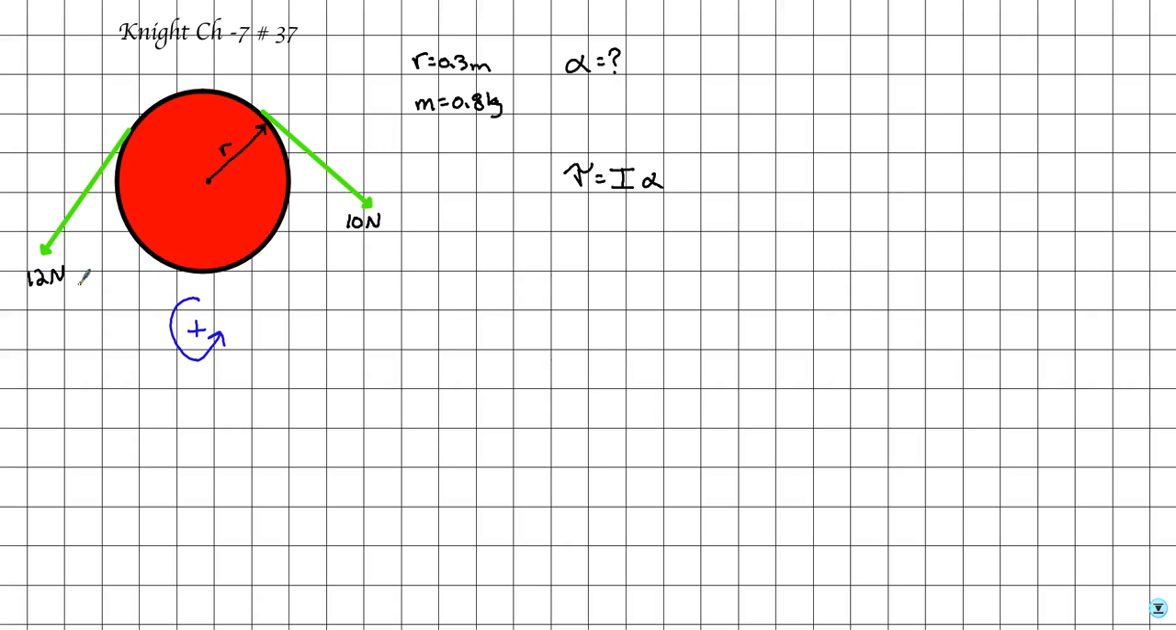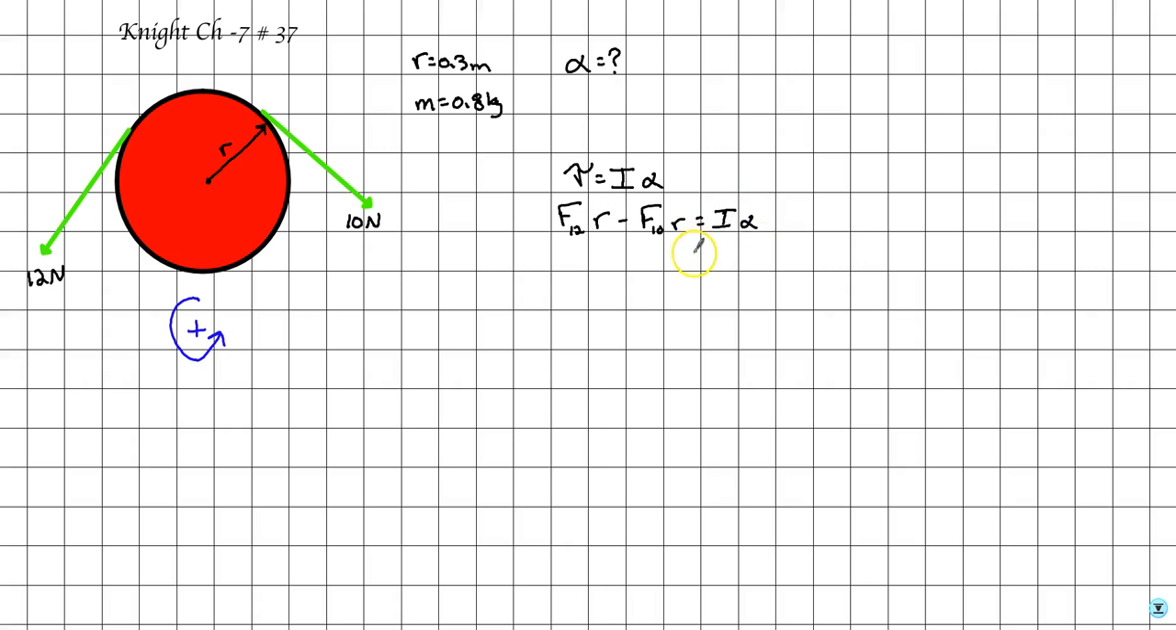To do that, I've set up this little icon here that says that any force that's going to cause the pulley to rotate in the counterclockwise direction is going to be positive. So we can say then that the 12 Newton force will be positive and the 10 Newton force is going to be negative. So we would have F12 R minus F10 R is equal to I alpha.